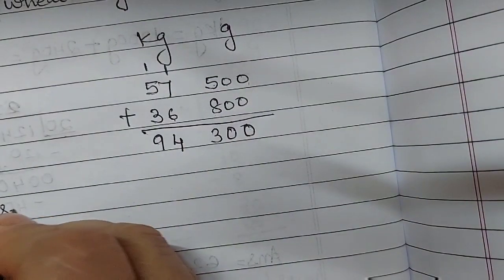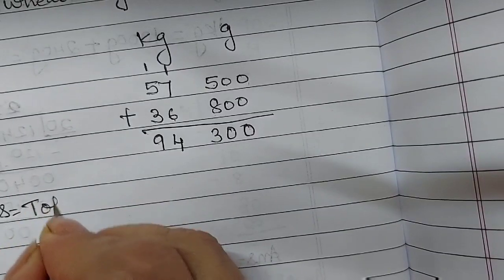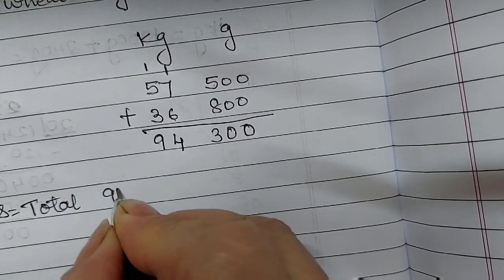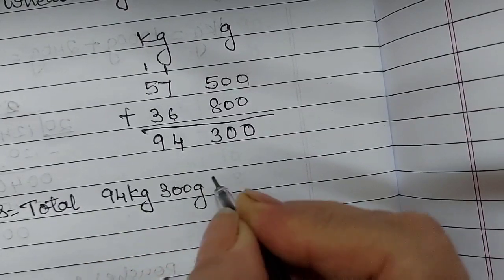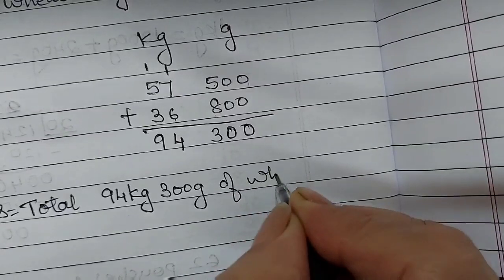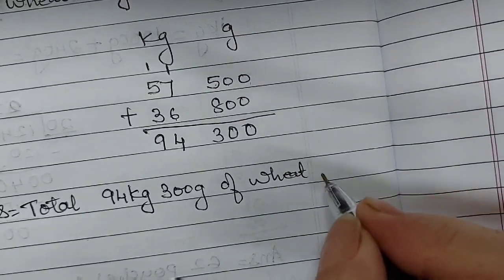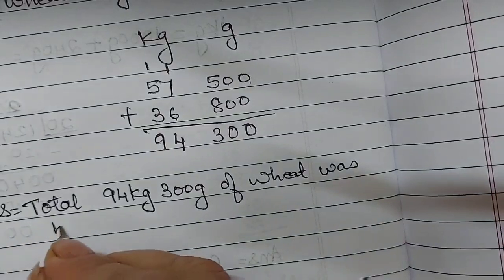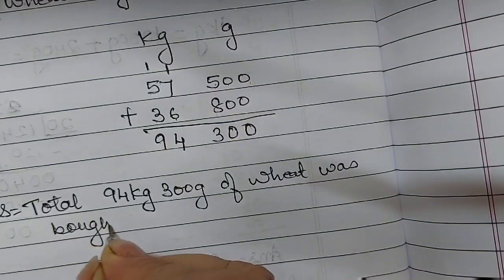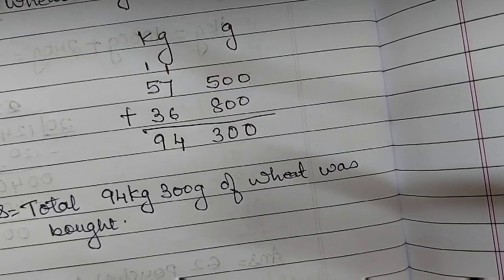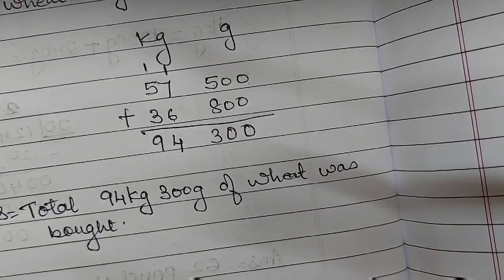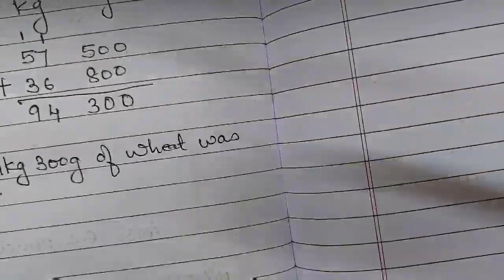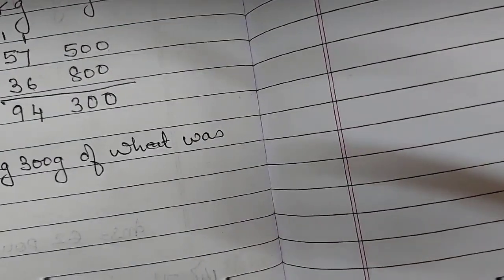So write the answer in statement form. Total 94 kgs and 300 grams of wheat was bought. Okay. Now coming to the next question. Your next question is sum number 18. Sum number 18.